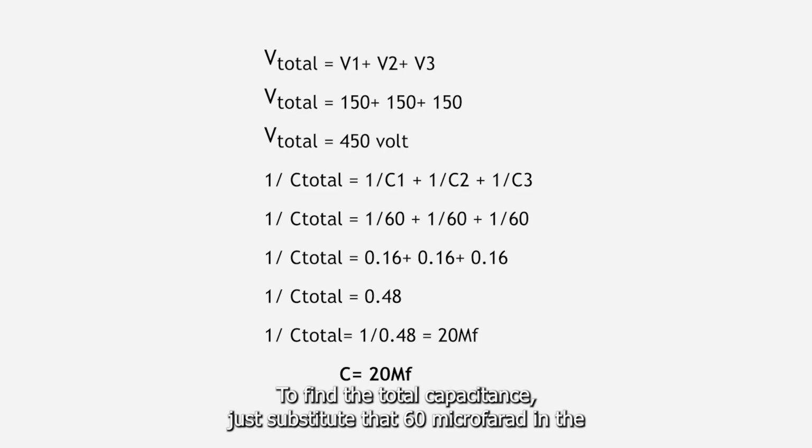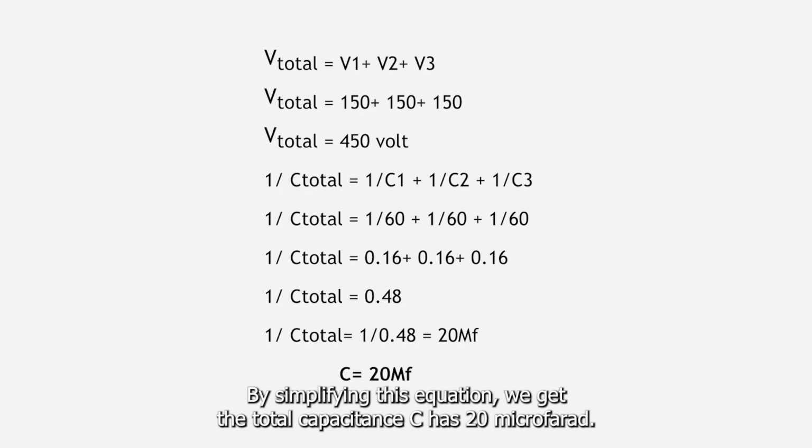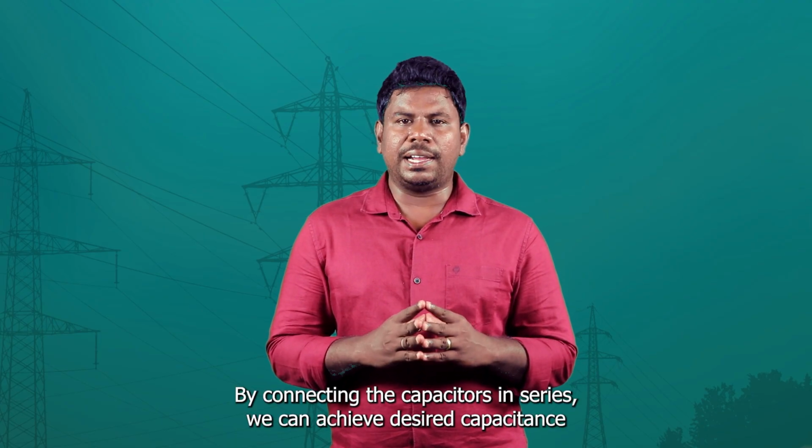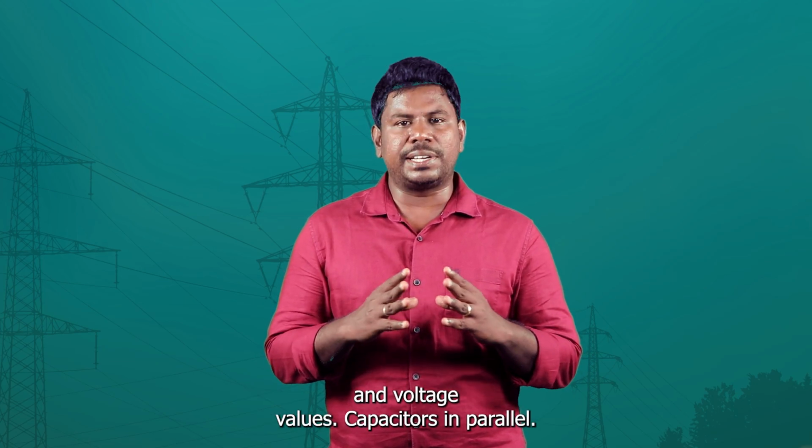To find the total capacitance, just substitute the 60 microfarad in the formula 1 by C is equal to 1 by C1 plus 1 by C2 plus 1 by C3. By simplifying this equation, we get the total capacitance C as 20 microfarad. This shows by connecting the capacitors in series, we can achieve desired capacitance and voltage values.